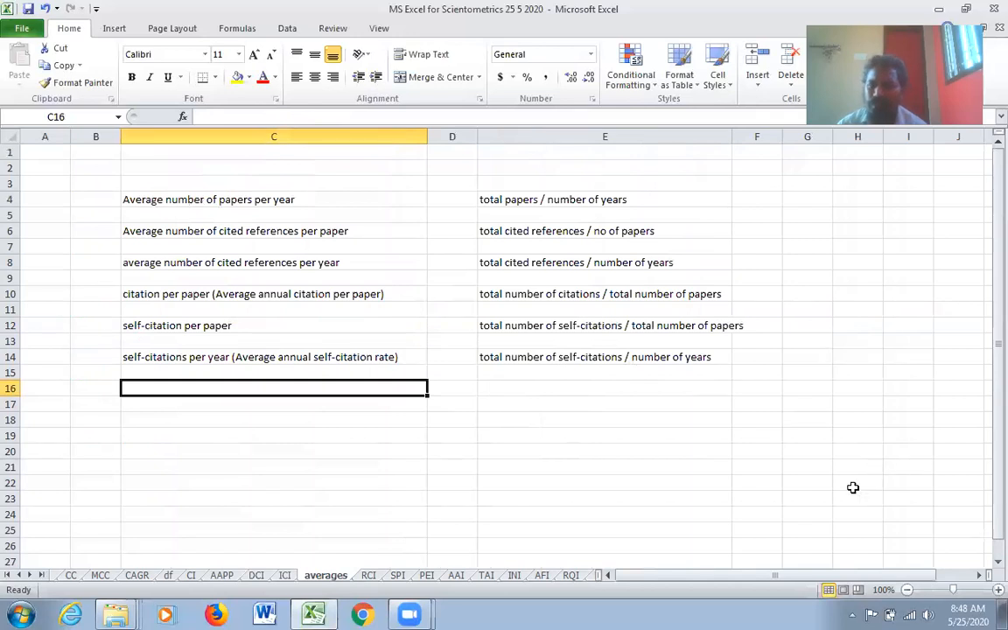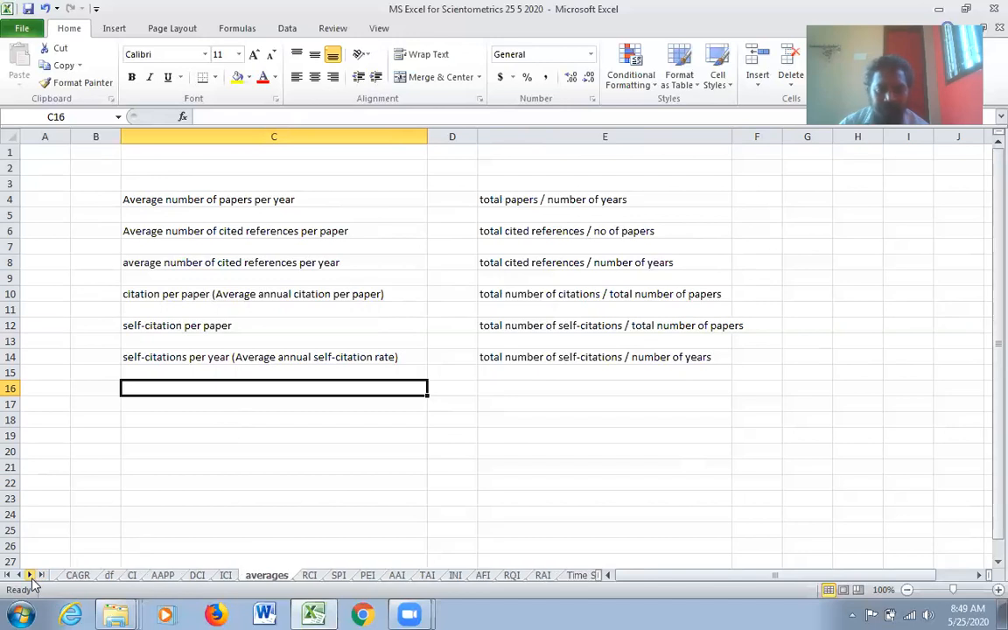Then comes averages. You can cover a lot of averages. Average number of papers per year, average number of cited references per year, I think per paper per year, fine. Citation per paper, self-citation per paper, self-citations per year, simple calculations. And if you can calculate total number of papers and total number of years, then you can calculate average number of papers per year. Very simple in MS Excel. So MS Excel can be used to calculate even these kinds of very simple calculations too.